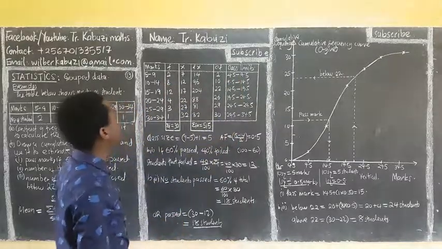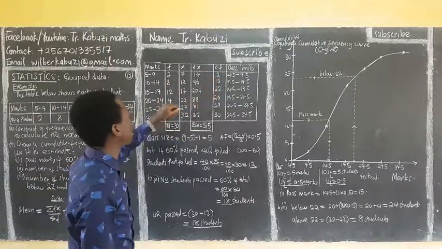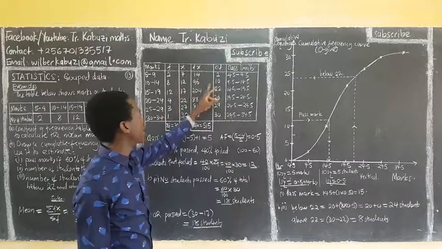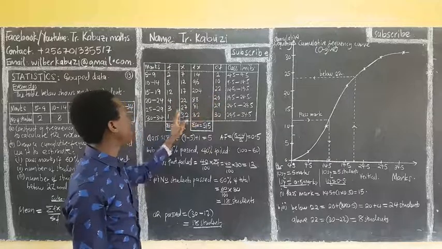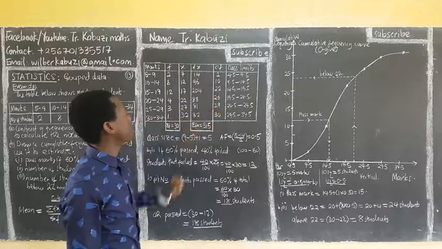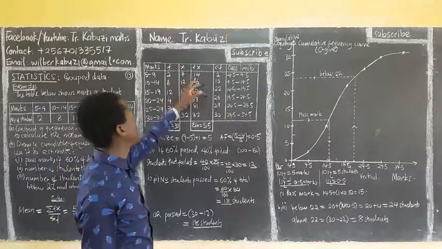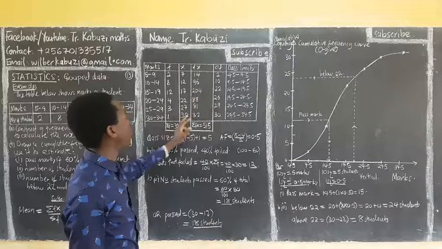Then for cumulative frequency, you always take the first frequency as it is. Then to get the next, this plus this, you get 10. Then this plus this, you get 22. This plus this, you get this. Then this plus this, you get this. This plus this, you get that. Then fx: you get this times this, you get this. This times this, you get this, and so on up to right here.